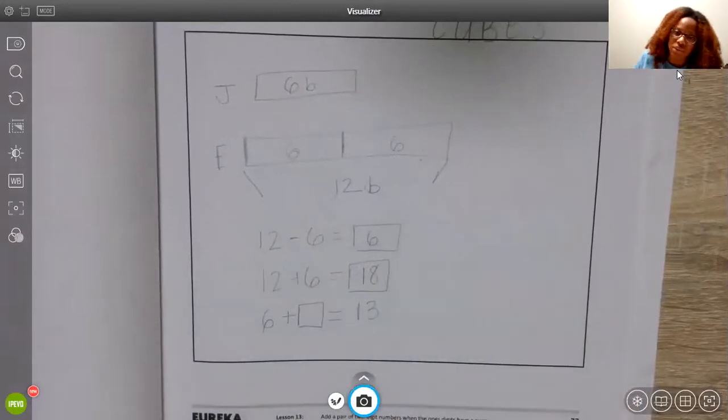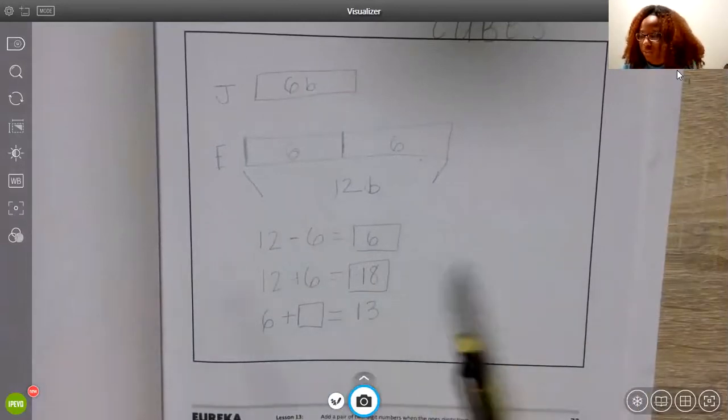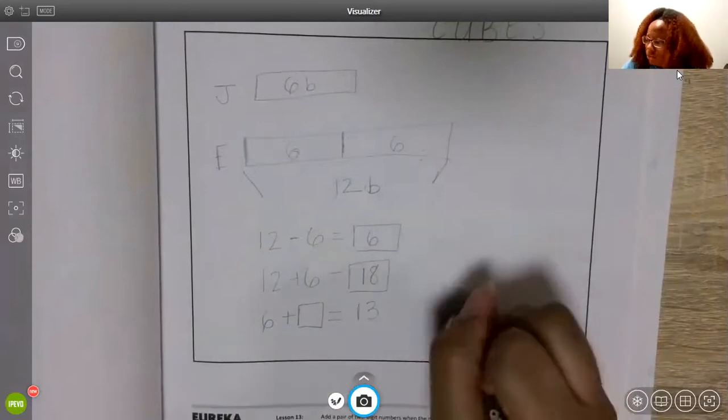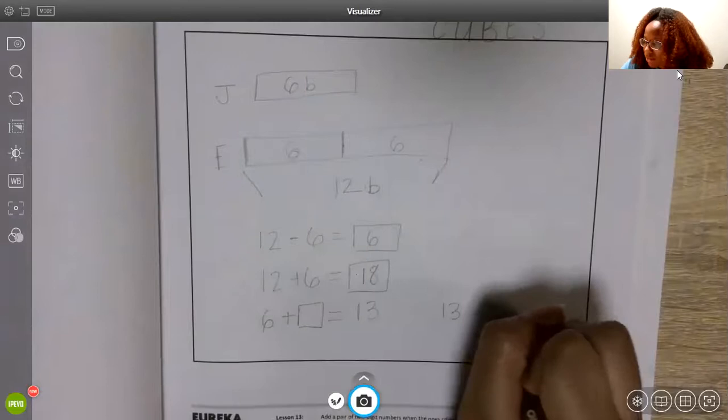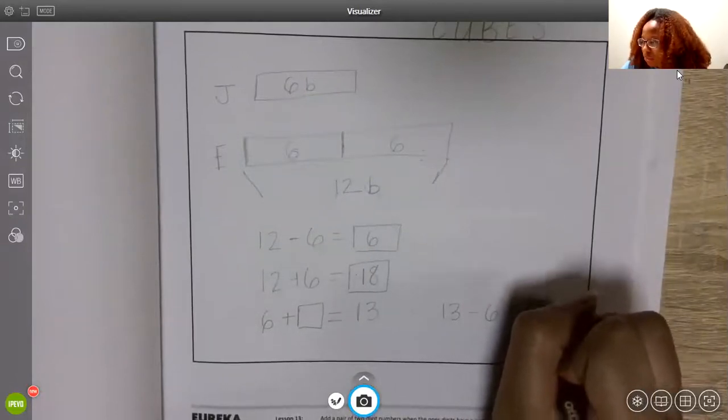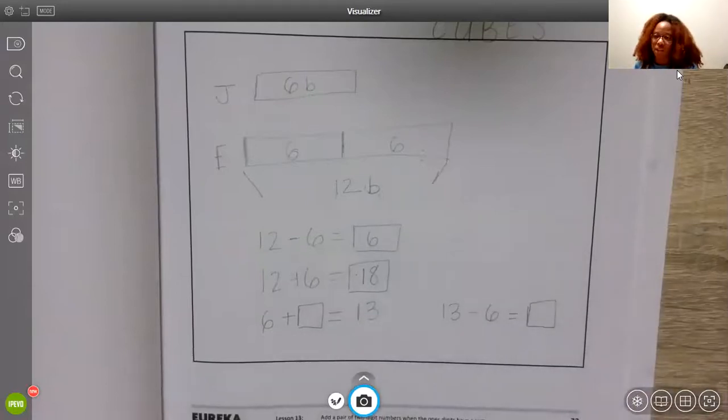I know that I said we want to do an addition number sentence for this one, but we can also do a subtraction. So if I want to do a subtraction number sentence, what number sentence can I write? I can also do 13 minus 6 equals blank to help me find out how many more books you need to read in order to get to 13. Why don't you go ahead and solve for one of those number sentences?